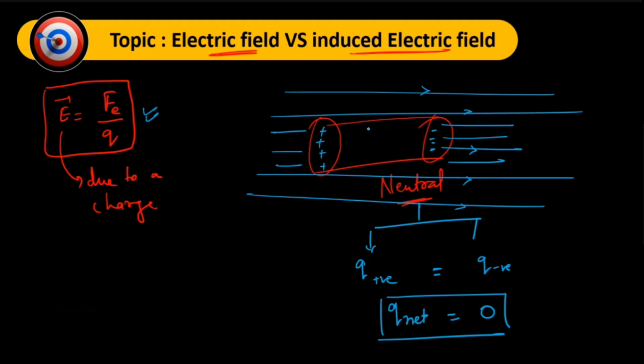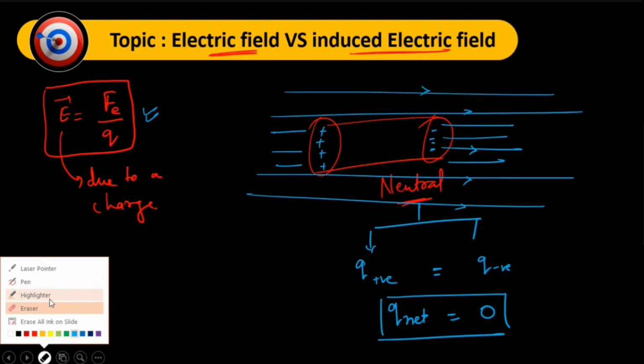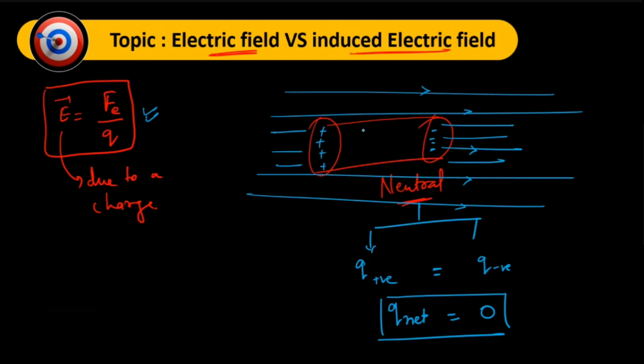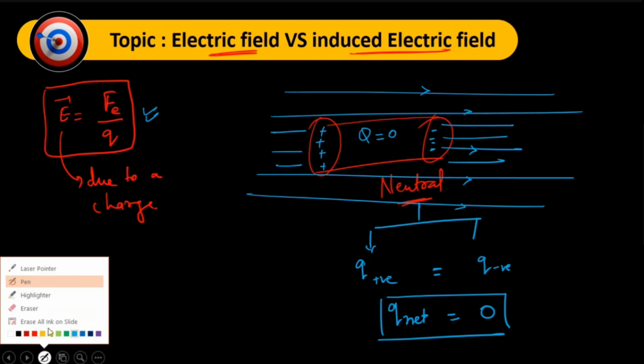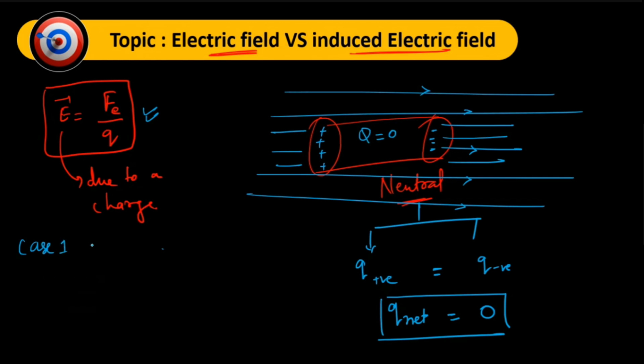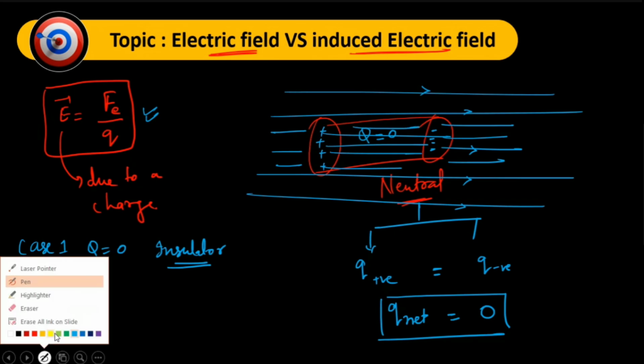Let's take all the cases. There are multiple cases possible in order to understand it completely. Suppose there is no charge, Q is zero. If there is no charge and Q is zero, what does it mean? It means it is an insulator or something which cannot conduct, because for conduction charge is necessary. So how will the field lines behave? They will penetrate it and pass through it like that. Field lines can easily pass through them if it is an insulator.